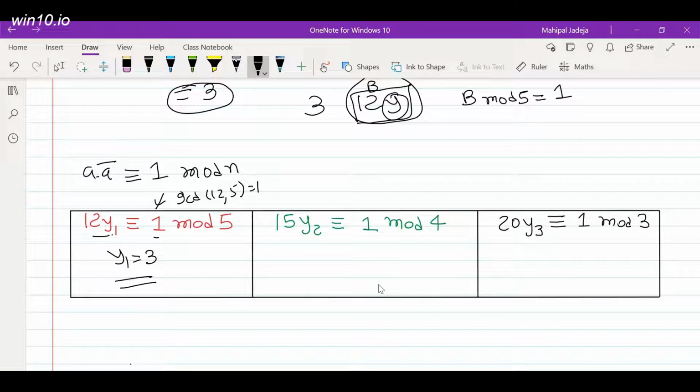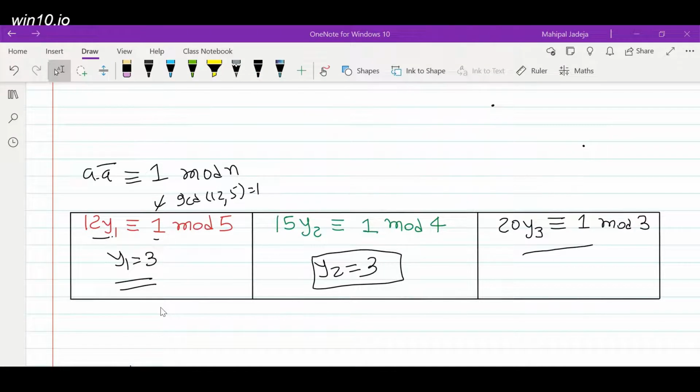If I talk about this particular equation, then I will start with 1. So if y2 is equal to 1, then 15 modulo 4 is 3, it's not equal to 1. If I substitute y2 equal to 2, then 30 modulo 4 is 2, which is not equal to 1, so it won't work. If I substitute y2 equal to 3, then 45 modulo 4 is actually 1, so y2 equal to 3 will work.